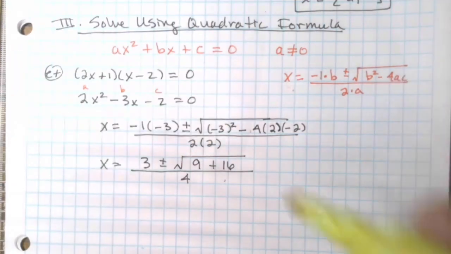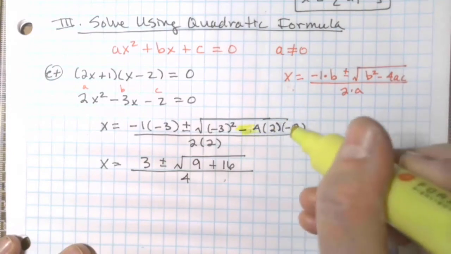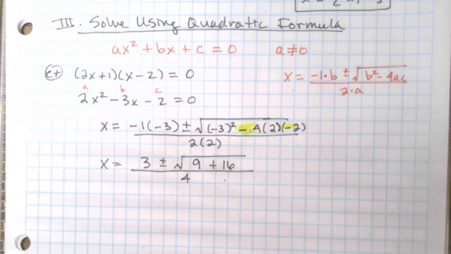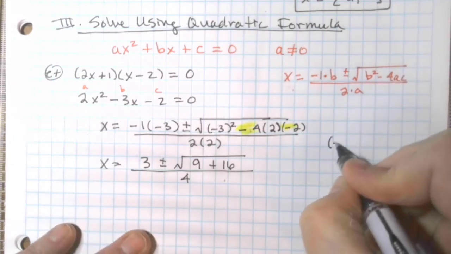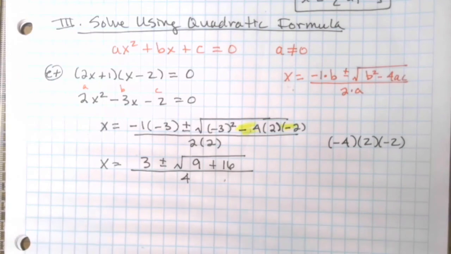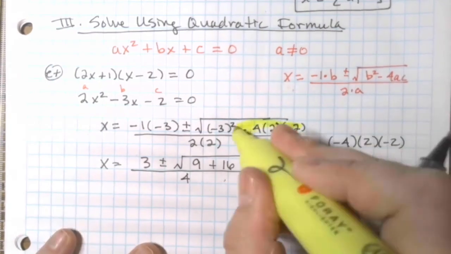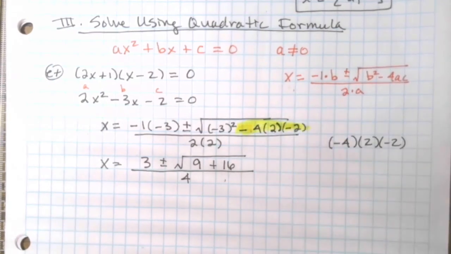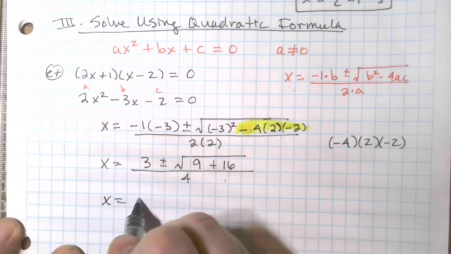This is probably the number one thing that messes people up, is when they have this negative and a number. So that's a nice trick to use. I'll put it here on the side. Negative 4 times 2 times negative 2. If you treat it that way, you will be less likely to make a goofy mistake. Well, 9 plus 16 is 25.